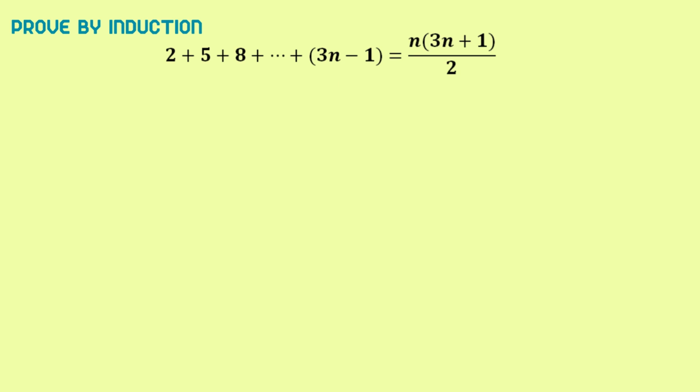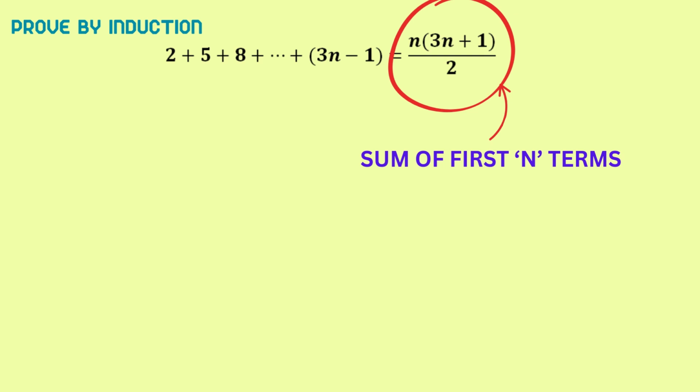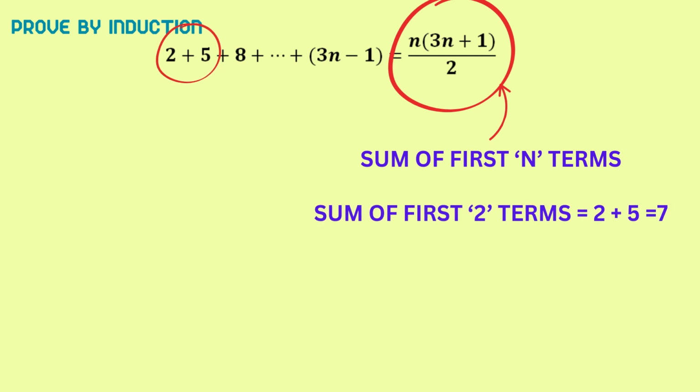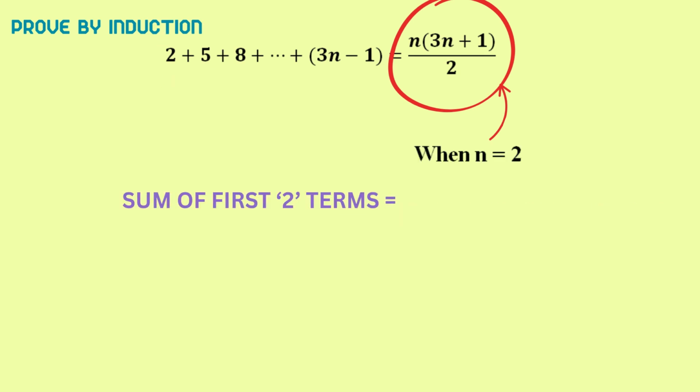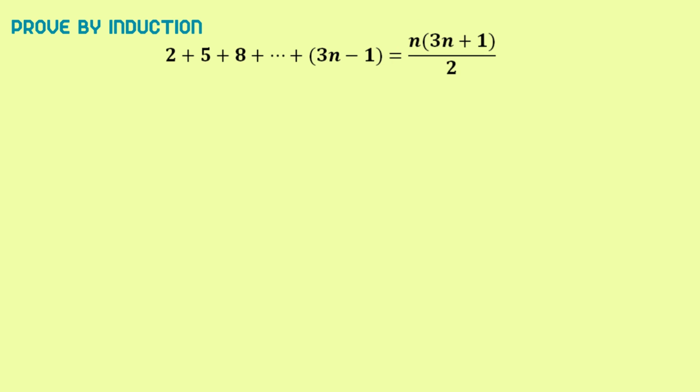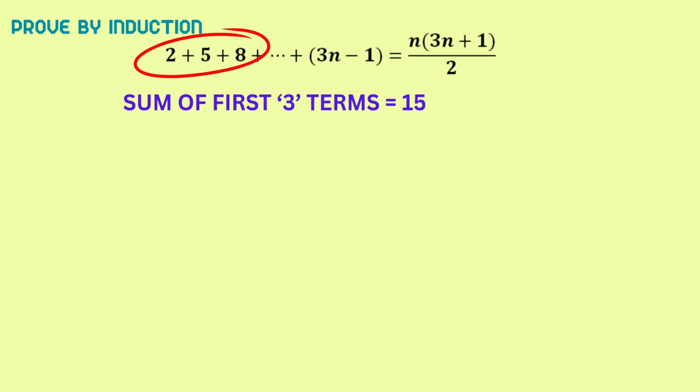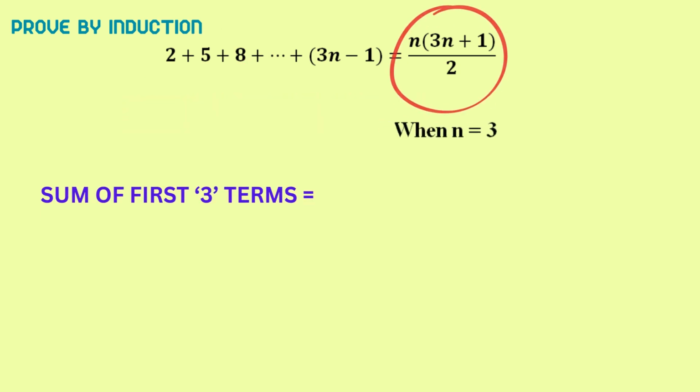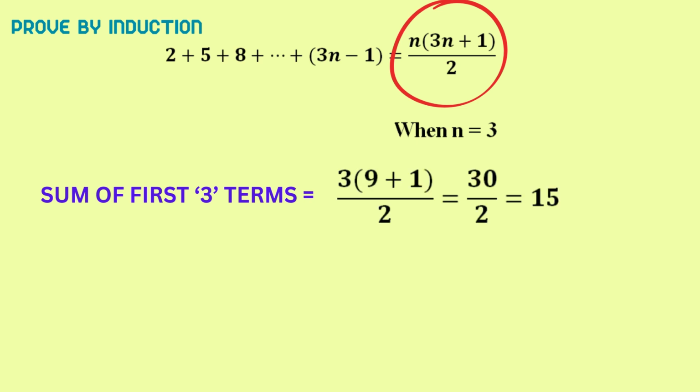The formula on the right-hand side gives us the sum of the first n terms. So, for example, if you want to know the sum of the first two terms in the series, you can do one of two things. You can add 2 and 5 to get 7, or you can substitute 2 for n in the formula. You'll get the same 7. Also, if you want the sum of the first three terms, you can add 2, 5, and 8 to get 15. Or you could substitute 3 for n in the summation formula on the right, and you'll also get 15.